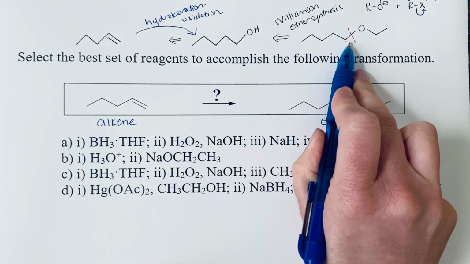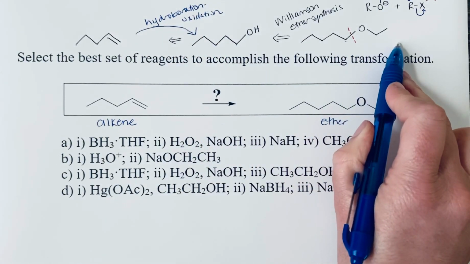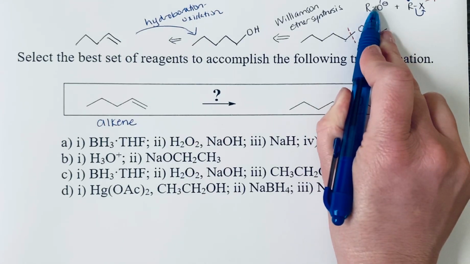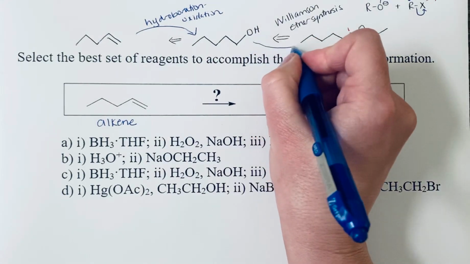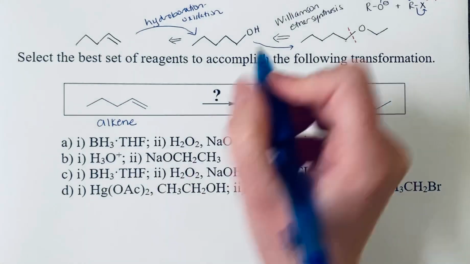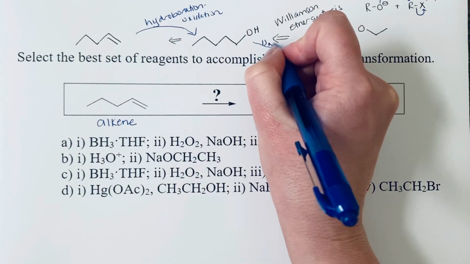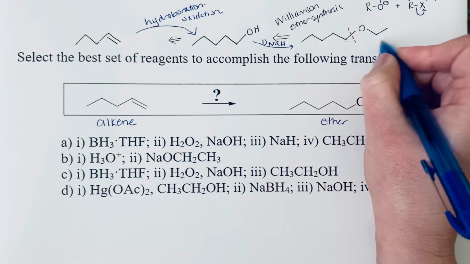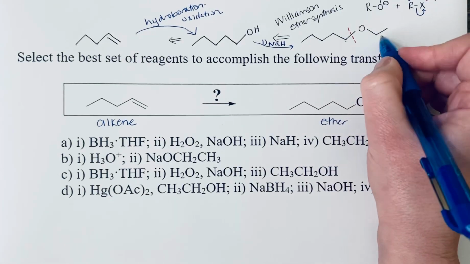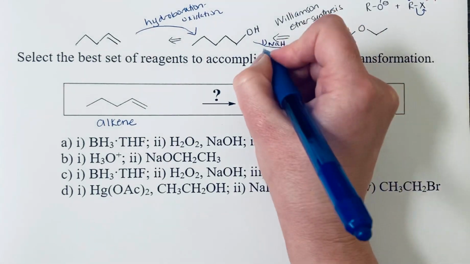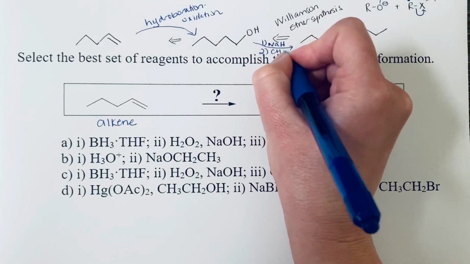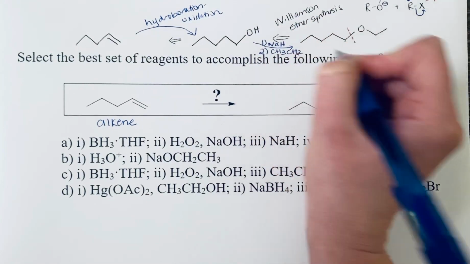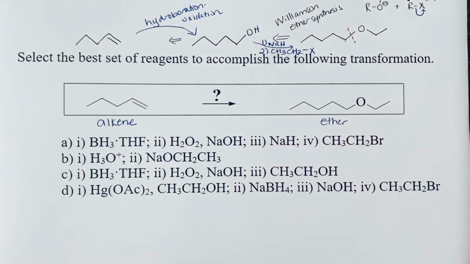And then from here to here for the Williamson ether synthesis, we need an alkoxide. So we would need to deprotonate that alcohol. Typically what we use for this is sodium hydride, NaH. And then we need the appropriate halogen. And so we need 2 carbon atoms. So we need a halogen with 2 carbon atoms. So something along those lines.